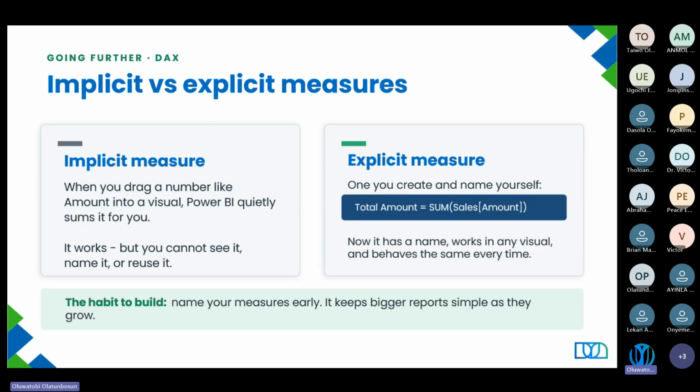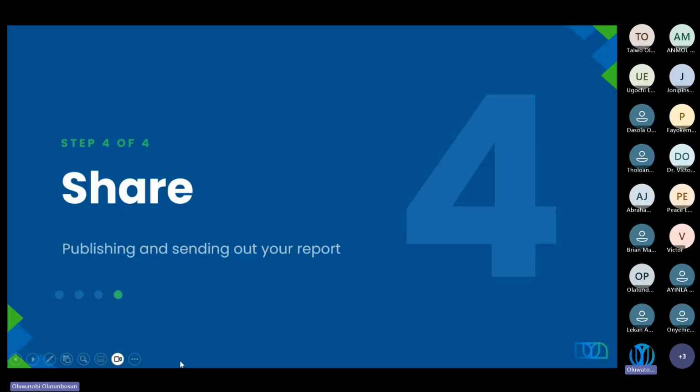This one you create, you create its name, it can work in any visuals, and it behaves the same every time. Do you get? So I always recommend using explicit measures, right? For the basic level, you can try implicit, but explicit measures are highly recommended.